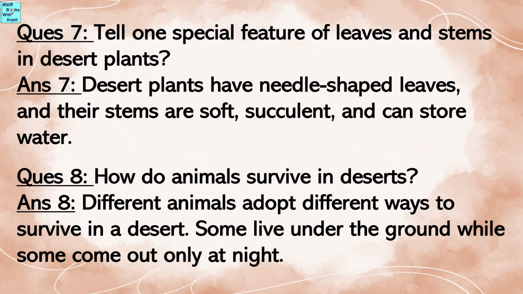Tell one special feature of leaves and stems in desert plants. Desert plants have needle-shaped leaves and their stems are soft, succulent and can store water. How do animals survive in deserts? Different animals adopt different ways to survive in a desert. Some live under the ground while some come out only at night.